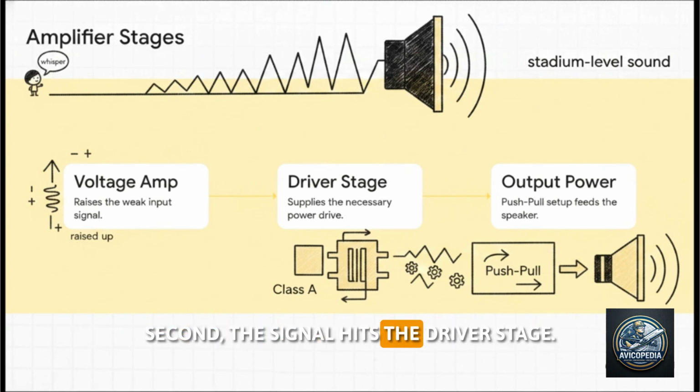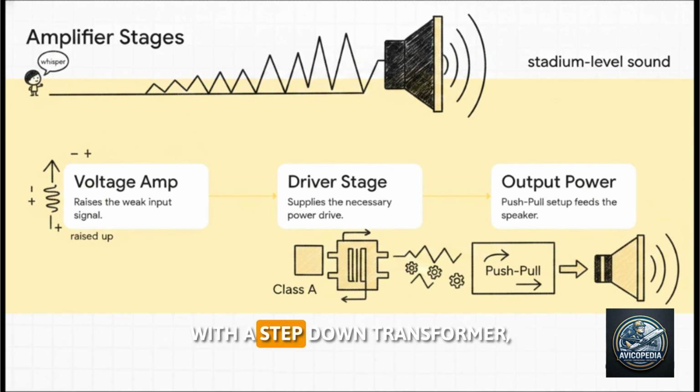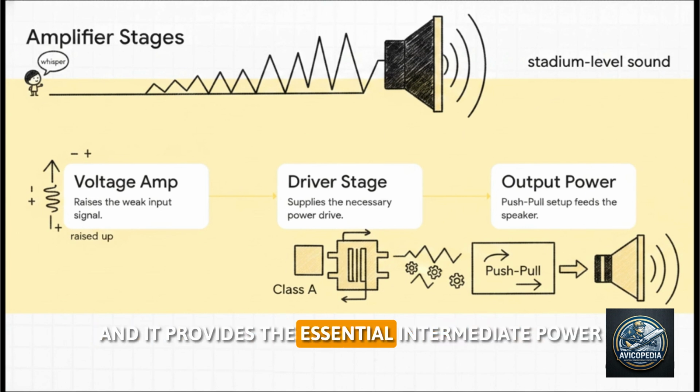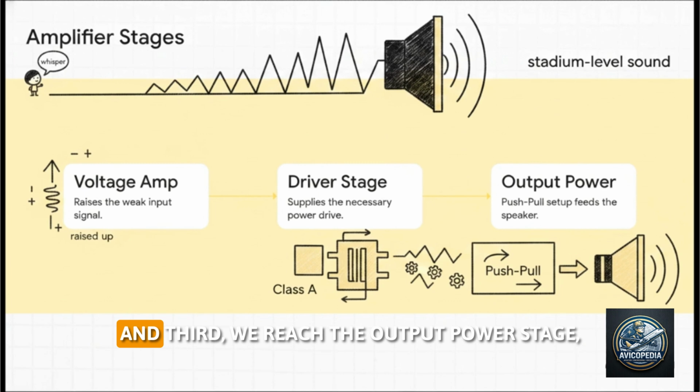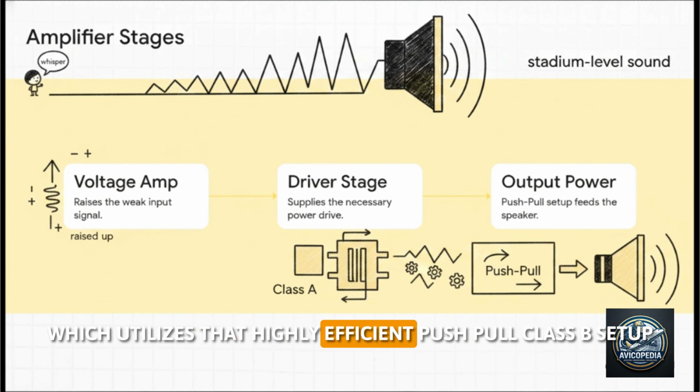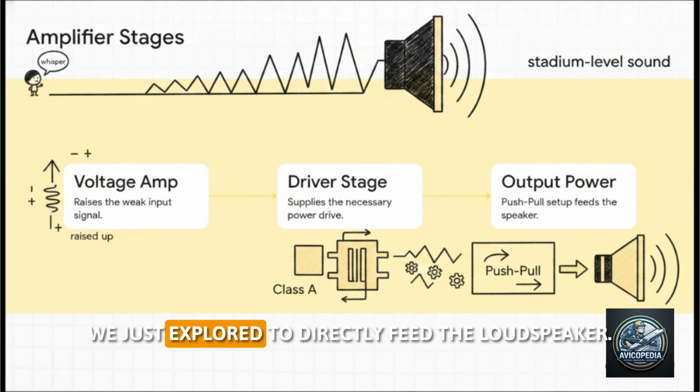Second, the signal hits the driver stage. This is usually a Class A power amplifier with a step-down transformer, and it provides the essential intermediate power to actually drive the final transistors. And third, we reach the output power stage, which utilizes that highly efficient push-pull Class B setup we just explored to directly feed the loudspeaker.